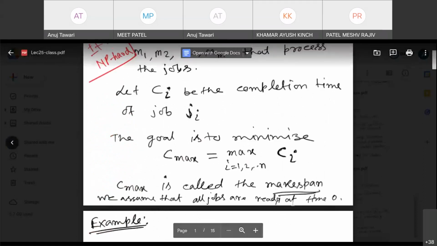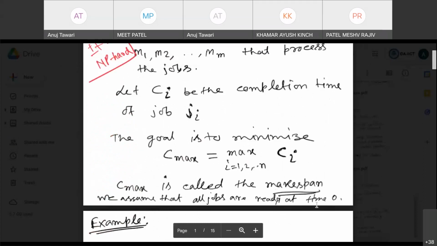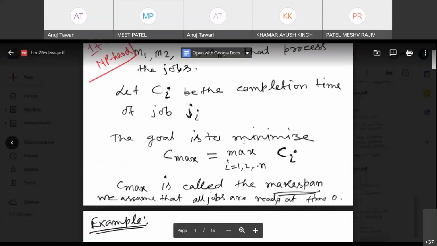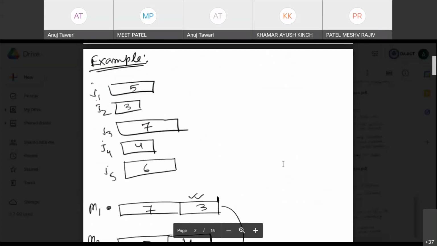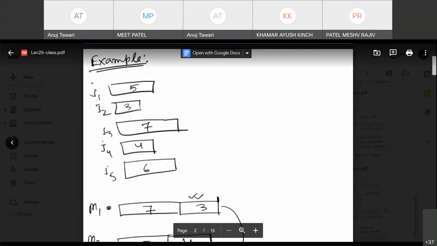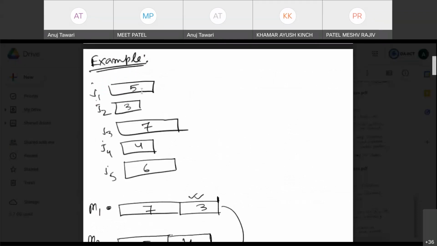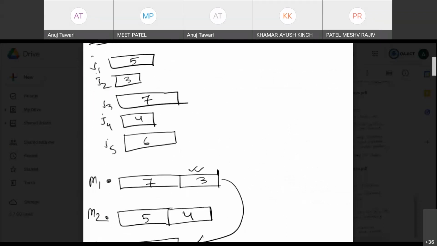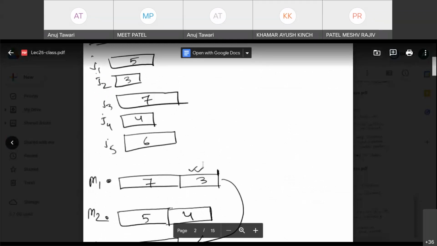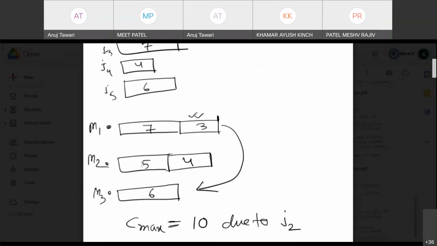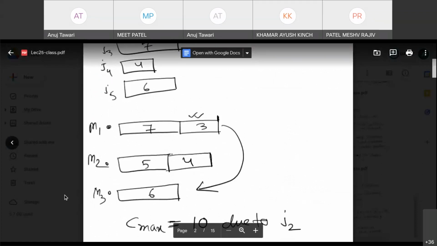Okay, we assume that all jobs are ready at time 0, and you can schedule them on these machines and try to reduce the maximum completion time. Okay. So let's say these are the jobs, their processing times are 5, 3, 7, 4, 6, and you can schedule this as follows, right? So let's say machine 1 gets 7 time job first, then 3, okay? Here machine 2 gets 5 and 4, and machine 3 gets 6.